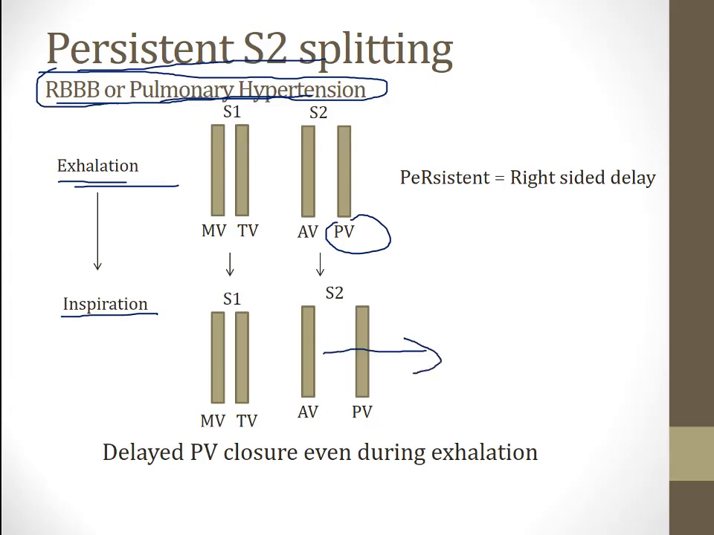So I've summarized this at the bottom of the slide. Delayed pulmonic valve closure causes persistent splitting of the second heart sound even during exhalation. And an easy way to remember this is to remember that persistent has an R in it, and that R is for a right-sided delay in closure of the pulmonic valve.